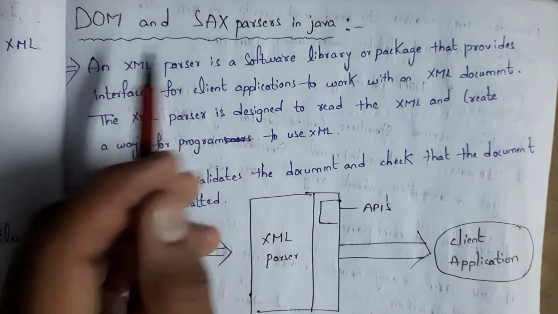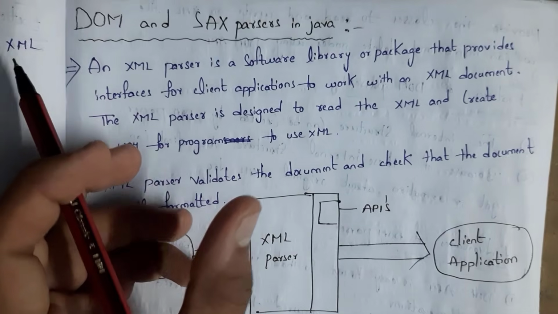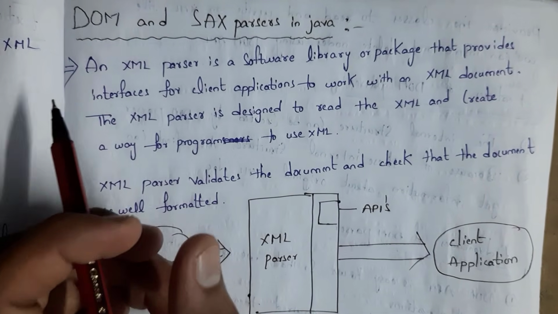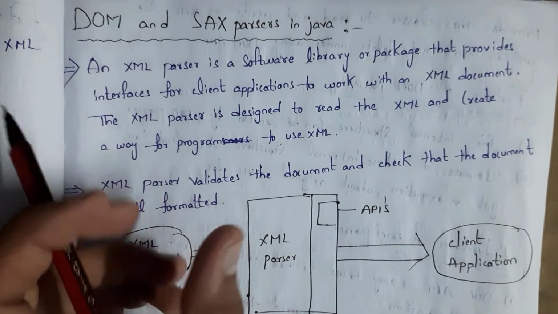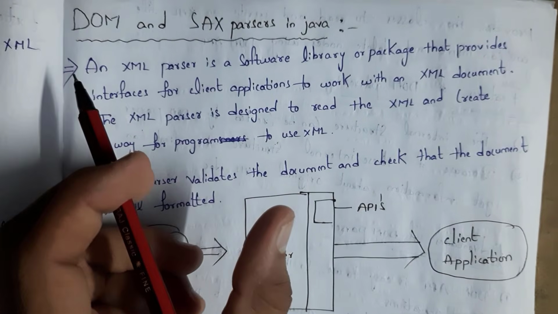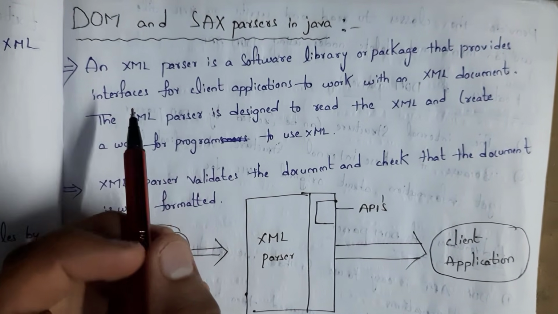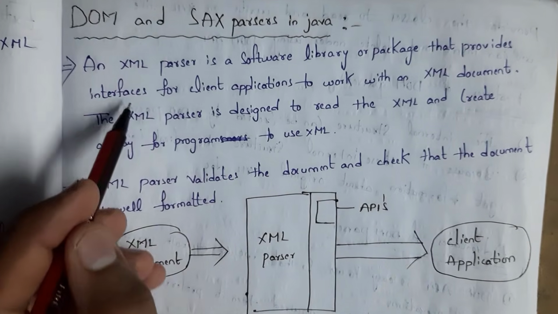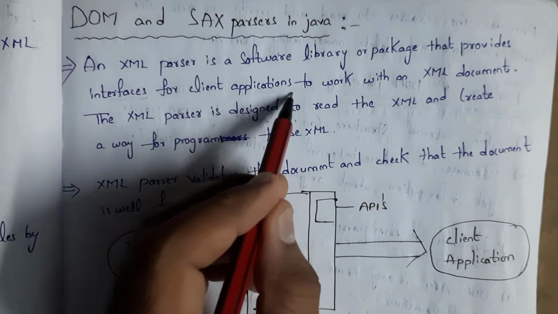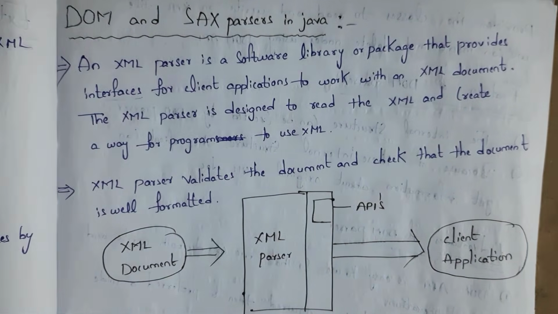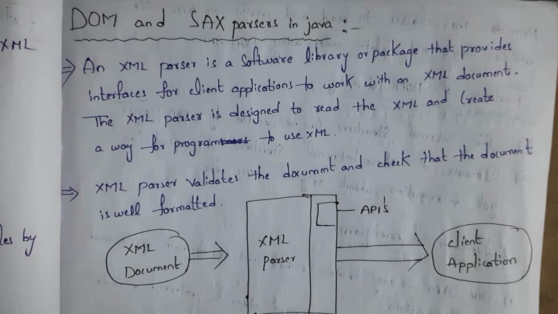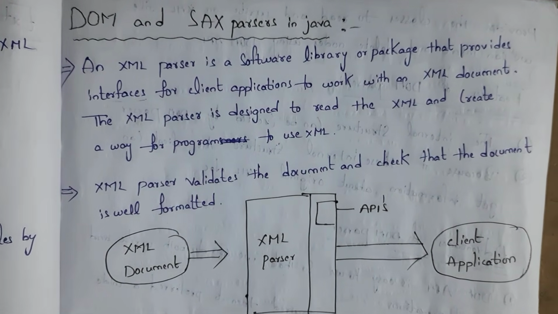These DOM and SAX parsers are XML parsers. An XML parser is nothing but a software library. We also call it a software package. The main use of an XML parser is that it provides an interface. In order to work with an XML document, we need an interface. This XML parser provides an interface for the client application to work with the XML document. If a client wants to work with an XML document, he needs one interface. This interface is provided by the XML parser.